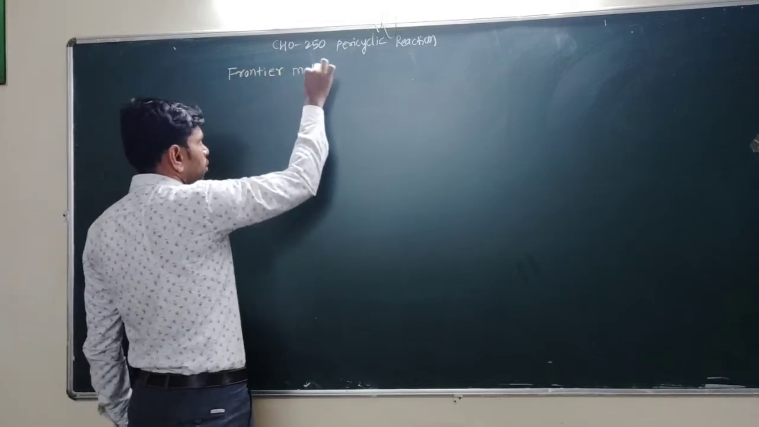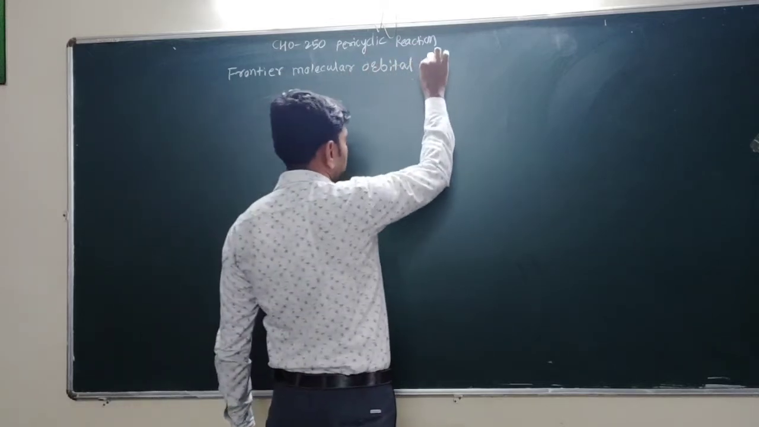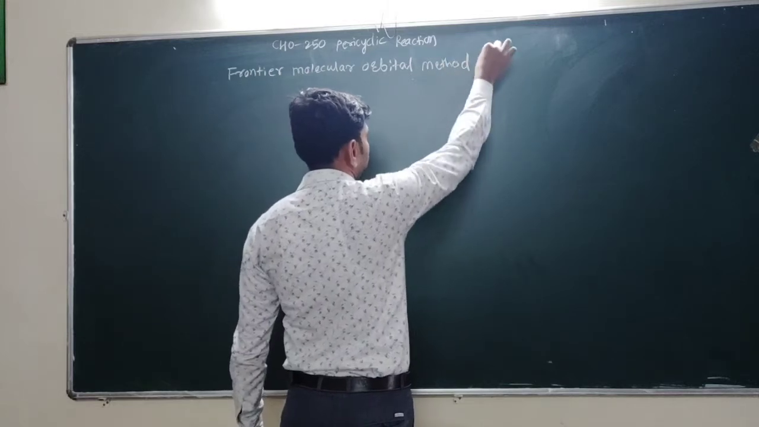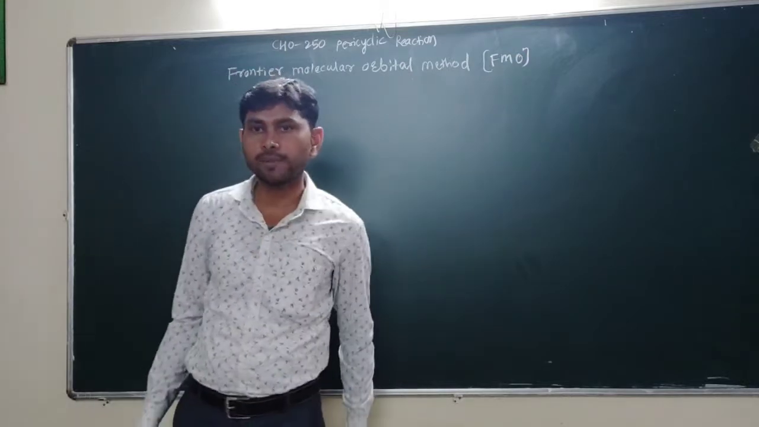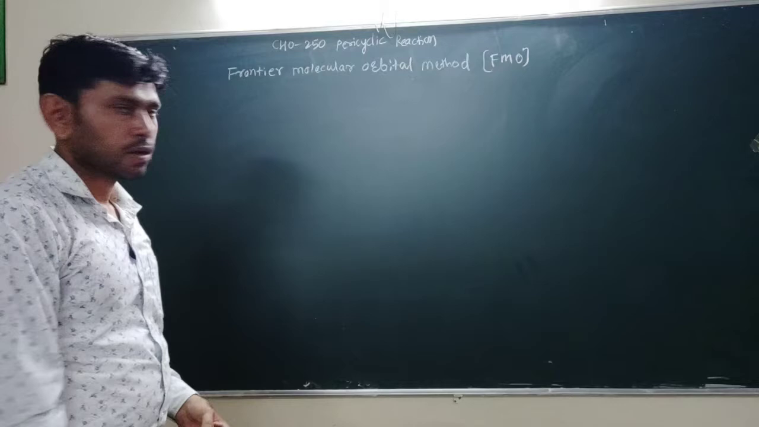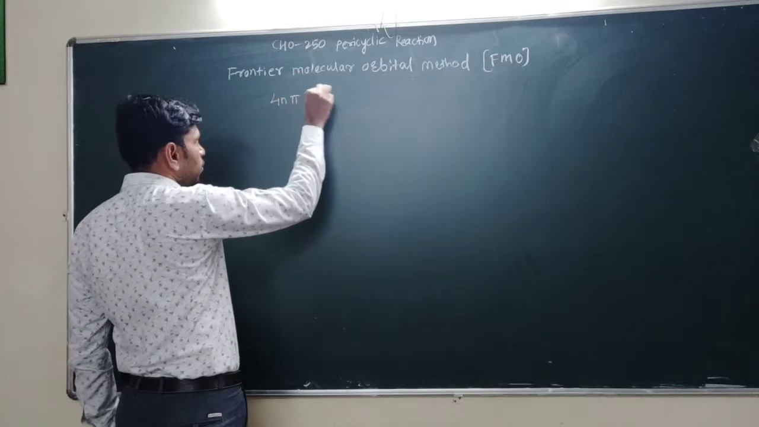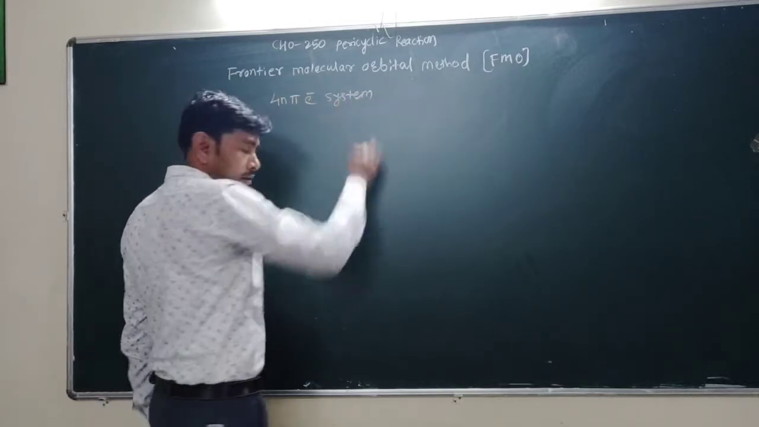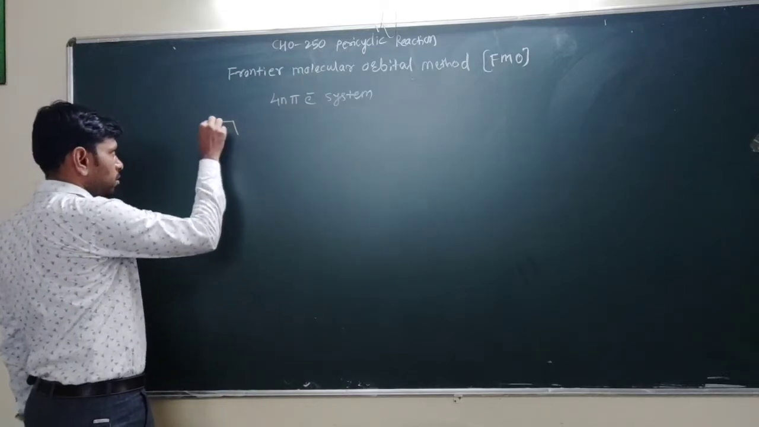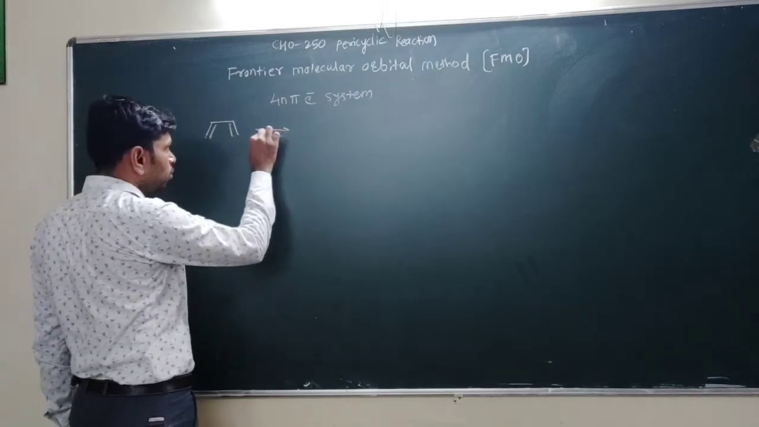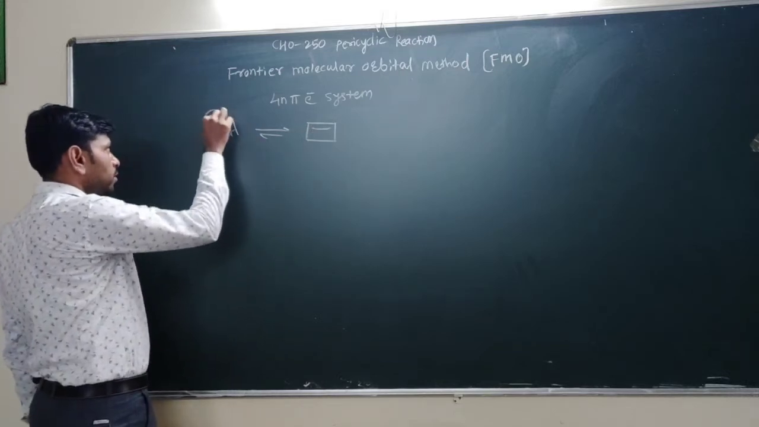Frontier molecular orbital method, in short called the FMO method. Initially we have applied this method for a 4n pi electron system. The simple example for a 4n pi electron system is the conversion of 1,3-butadiene to cyclobutane. We simply write the general reaction here.